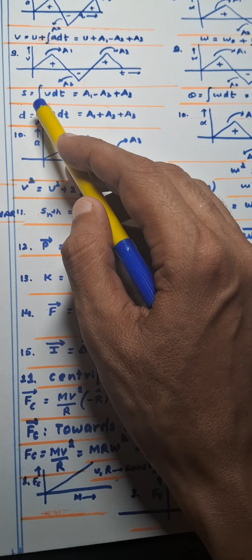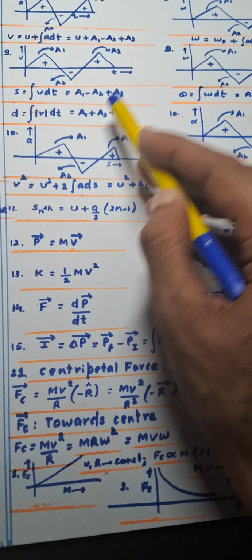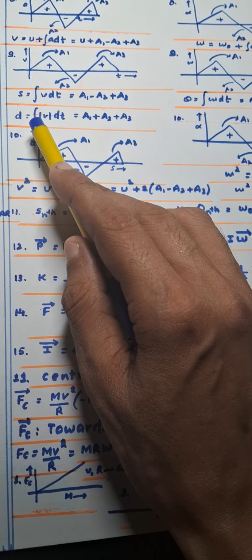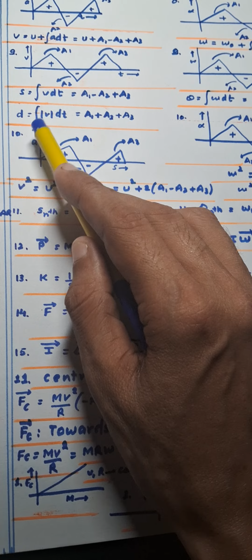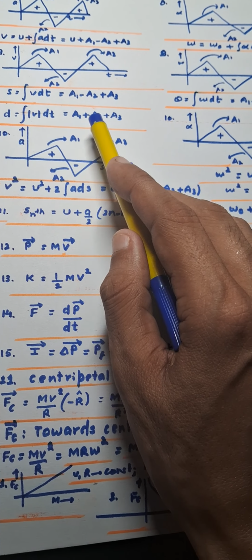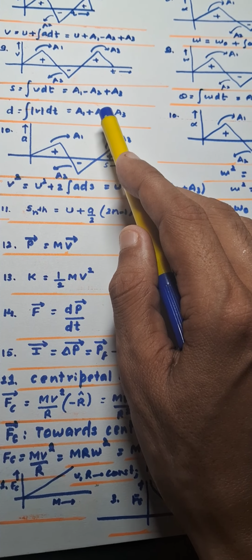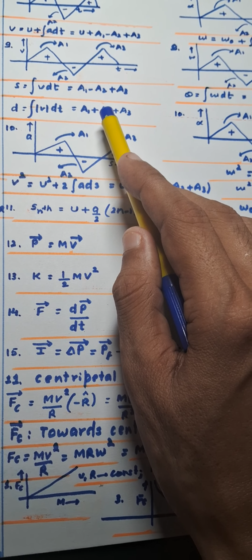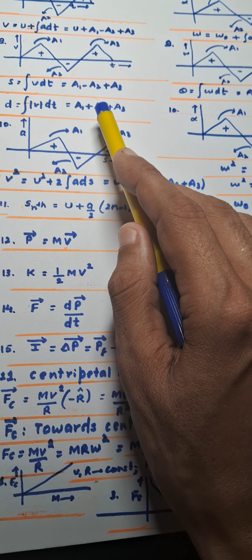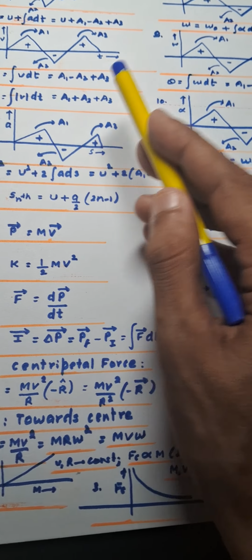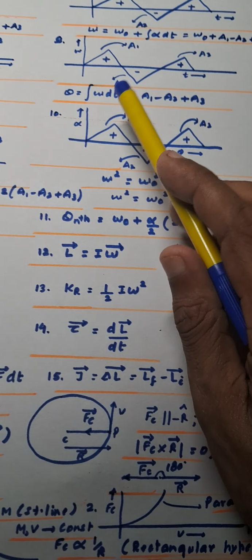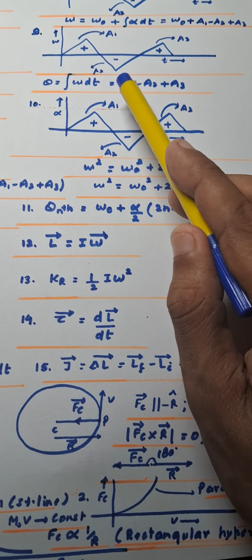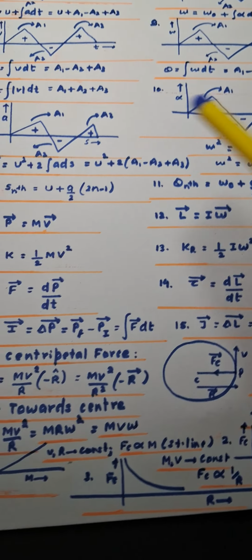If we have a v-t graph, we can write displacement as integration v dt, which will be a1 minus a2 plus a3. And in case we want to find distance traveled, it is integration mod v dt, which is equal to a1 plus a2 plus a3. So area under the v-t graph without sign gives distance, whereas with sign it gives displacement. This is the concept for this particular question. Next, if we have a graph between omega and t, then theta will be integration of omega dt, which will be a1 minus a2 plus a3.